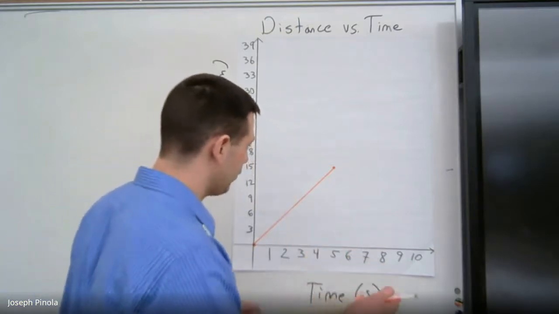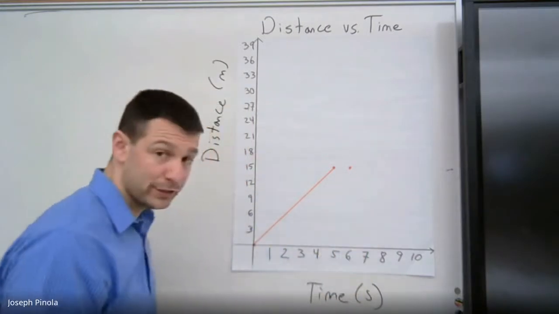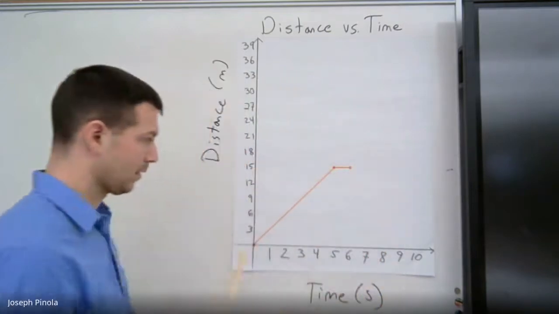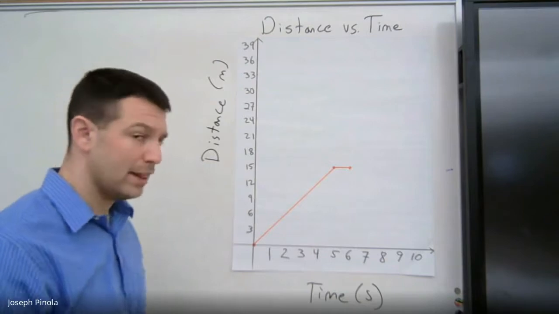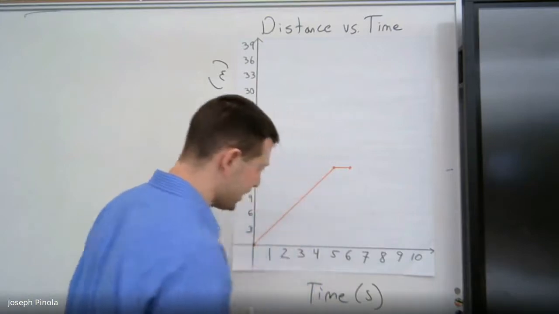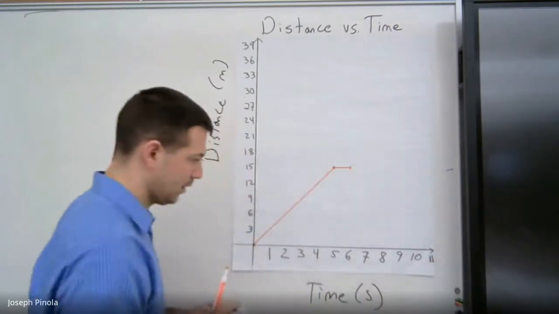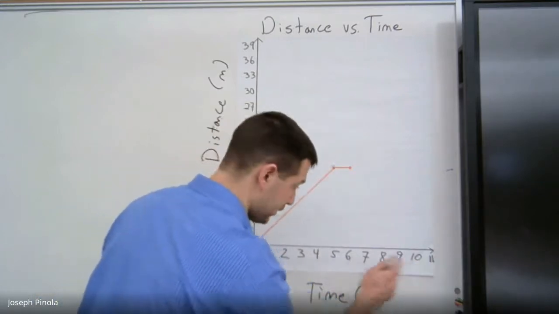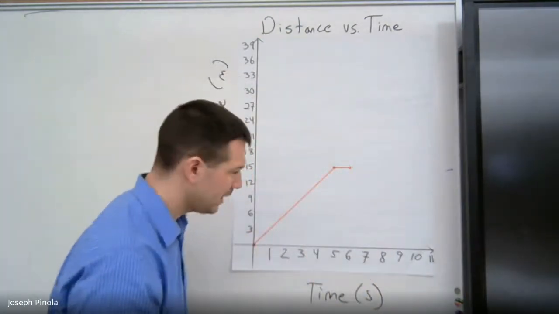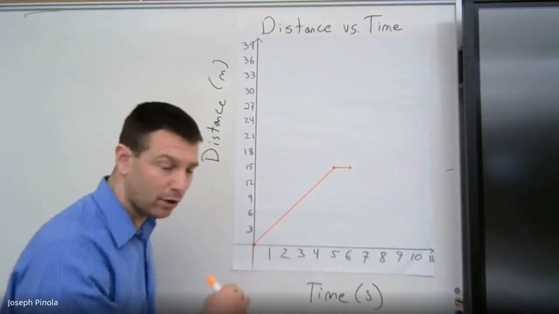It then rested for 1 second, which means that at 6 seconds, it was still at 15 meters. Then it moved back, and ultimately, after another 5 seconds, and I'm going to put 11 seconds here on my diagram, because that would be 5 seconds later after 6 seconds. At 11 seconds, it didn't continue moving further away. In fact, it was back at a distance of 0 because it went back to the origin.